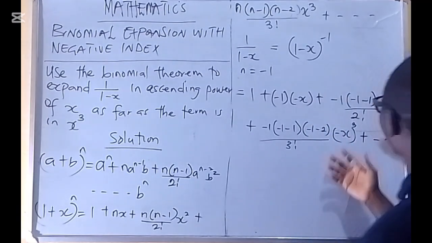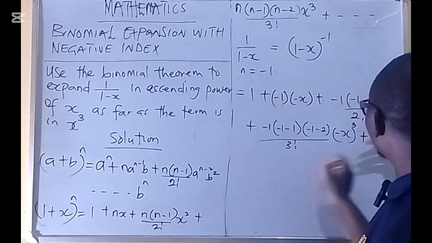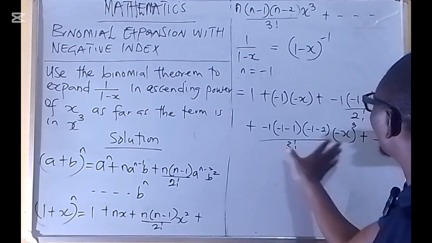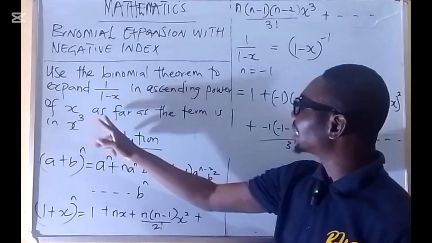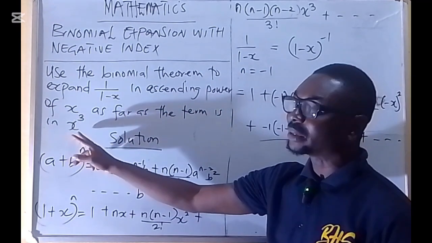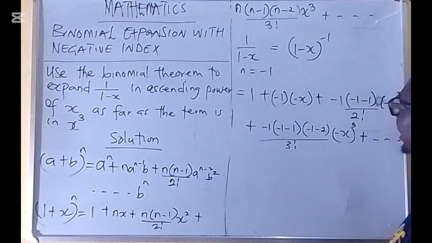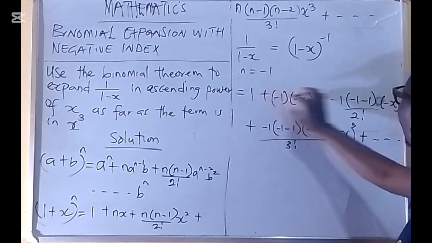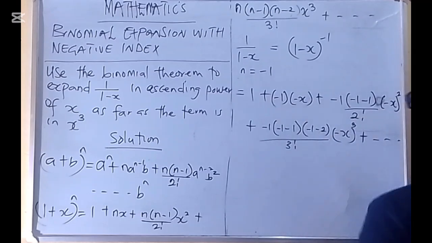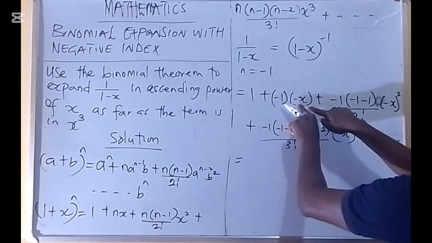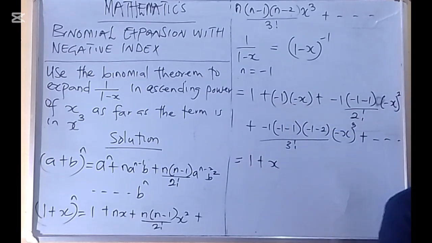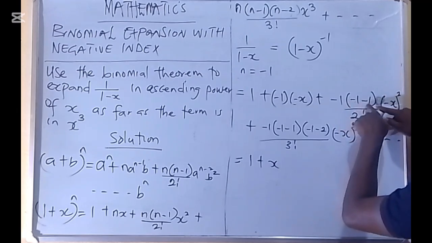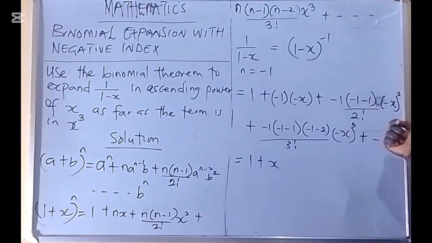So here we actually stop at the fourth term because we were told that in ascending powers of x, as far as the term in x to the power 3, and that's why we're stopping here. So at this point, we are going to simplify all this. To simplify, minus 1 times minus x will give us plus x. So now I have 1 plus x. Now, minus 1 minus 1 is minus 2.